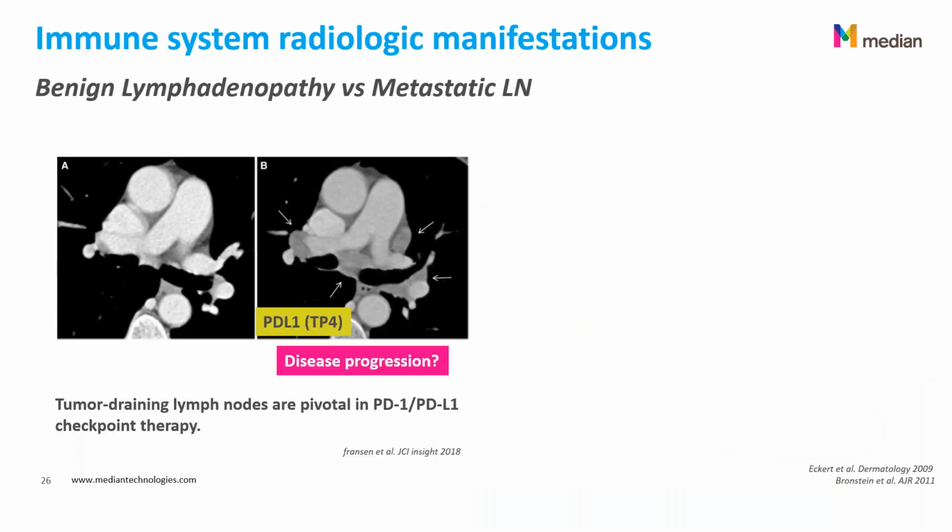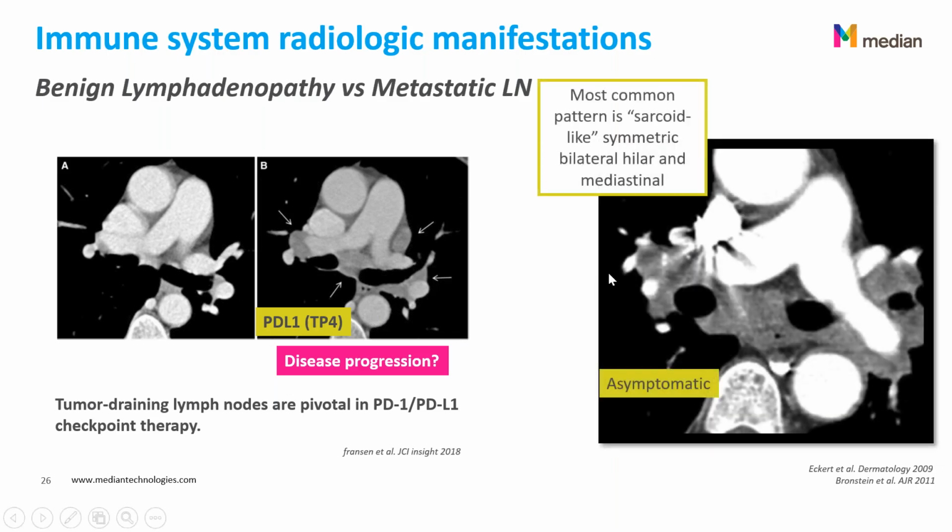There are not only adverse events, there can also be just a modification of the immune system. And the most frequent syndrome that is observed is the sarcoid-like mediastinal syndrome. It's basically an enlargement of the lymph nodes inside the mediastinum, as you can see here. And it can be really difficult to say, just using images, that this is not a progression.